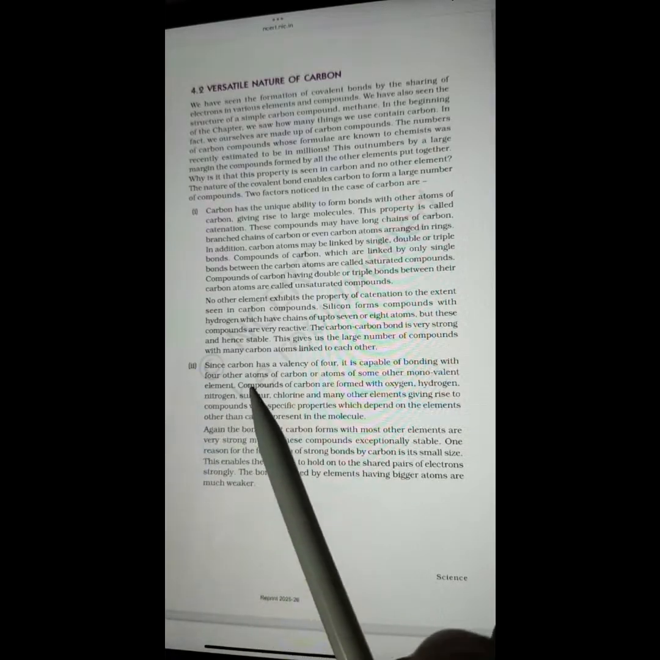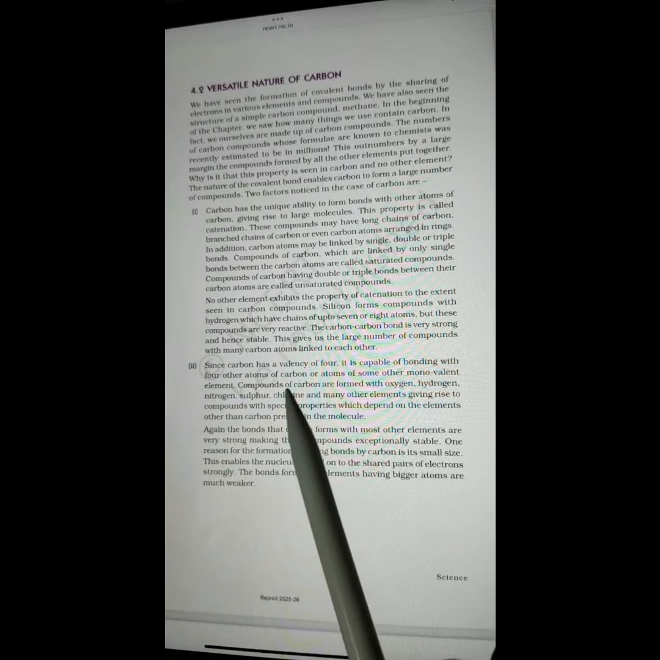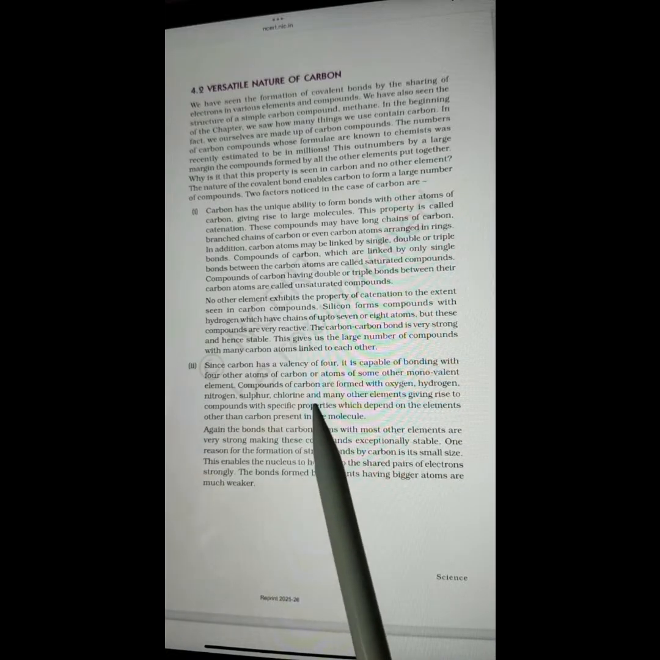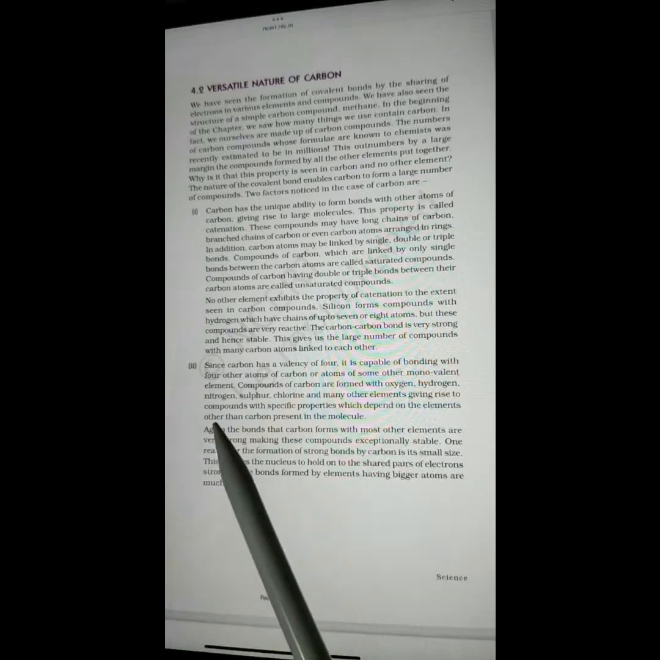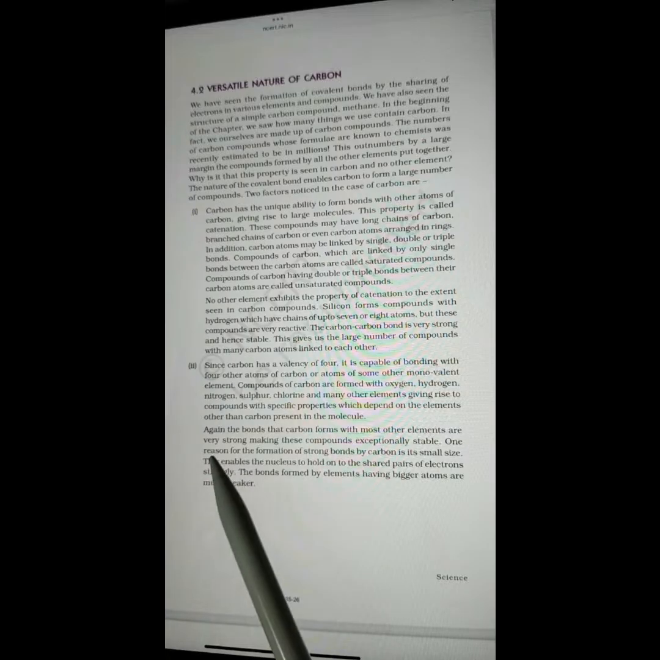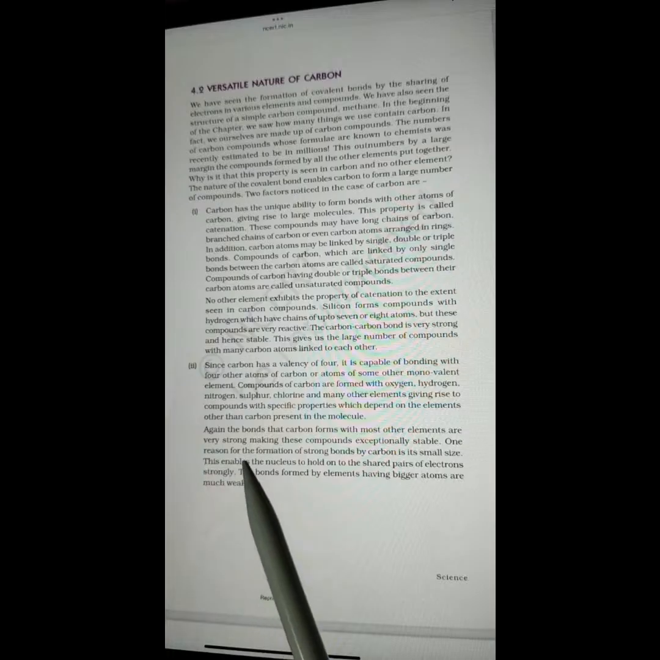Now point number 2. Since carbon has a valency of 4, it is capable of bonding with 4 other atoms of carbon or atoms of some other monovalent element. Compounds of carbon are formed with oxygen, hydrogen, sulfur, chlorine, and many other elements, giving rise to compounds with specific properties which depend on the elements other than the carbon present in the molecule. Again, the bonds that carbon forms with most other elements are very strong, making these compounds exceptionally stable.